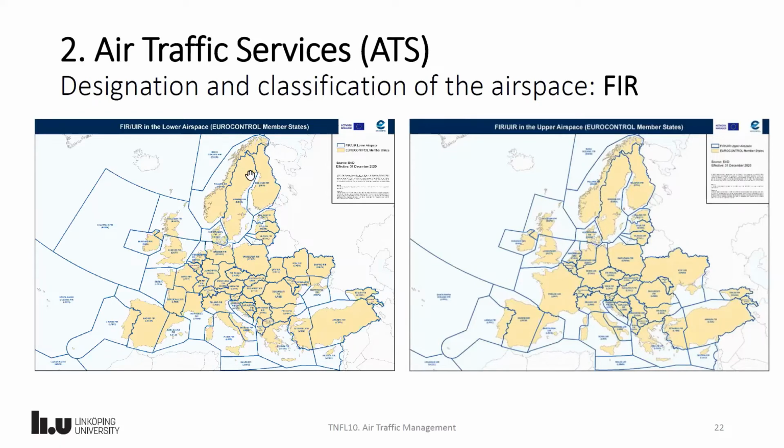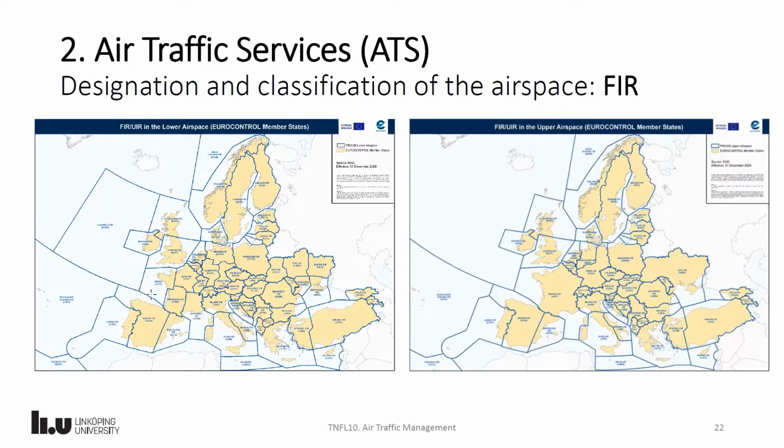We can see here the one of Sweden. For example, in particular in Sweden, the FIR is one single block. But for example, let's take a look at France. We can see that they have 4 different flight information regions. This is because the authorities in France decided that that was more convenient or more efficient.